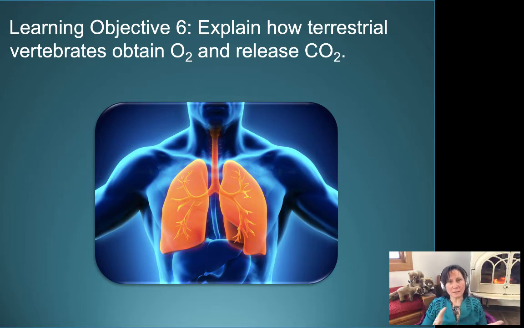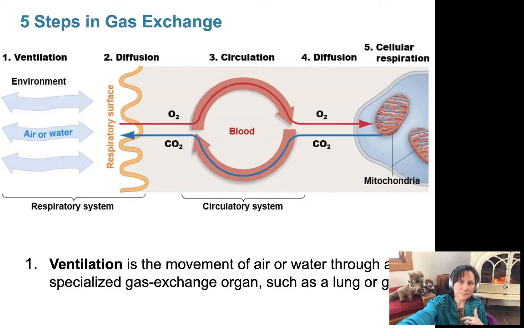Okay, so now let's talk about how terrestrial vertebrates obtain oxygen and release CO2. In the case of gas exchange in animals that are terrestrial, there are 5 steps. You need to have some sort of air in the environment, and there needs to be some sort of ventilation. In this diagram, it doesn't matter whether it's air or water, but right now we're focusing on terrestrial organisms, so we're focusing on air, things that are not in the water. You need ventilation. It's the movement of air, in this case, through a specialized gas exchange organ, such as a lung or a gill. We're going to get to aquatic organisms in a minute.